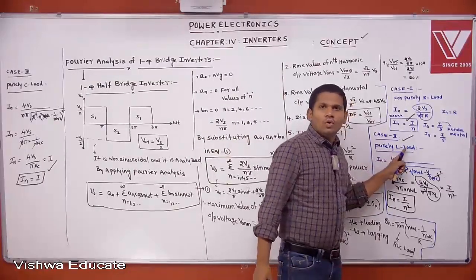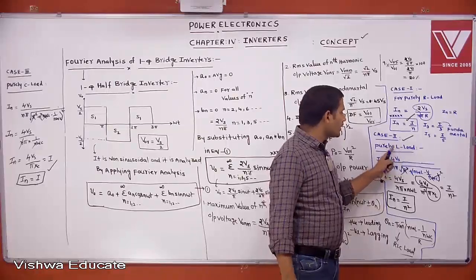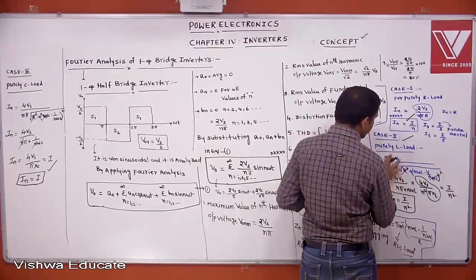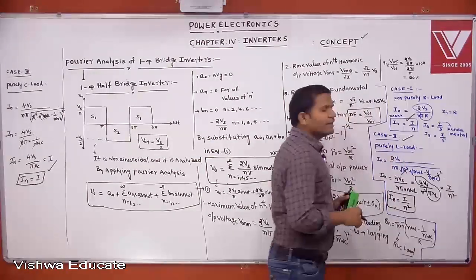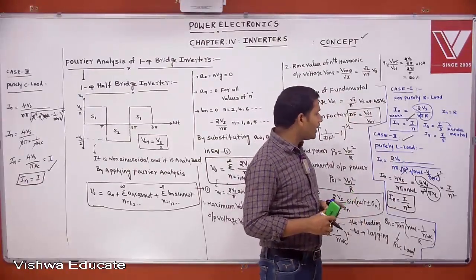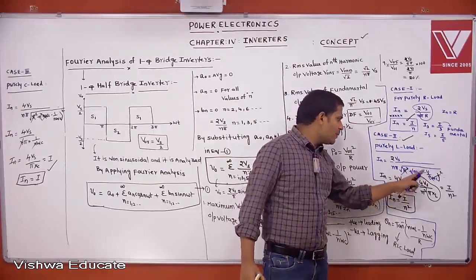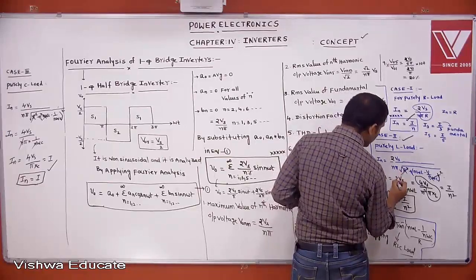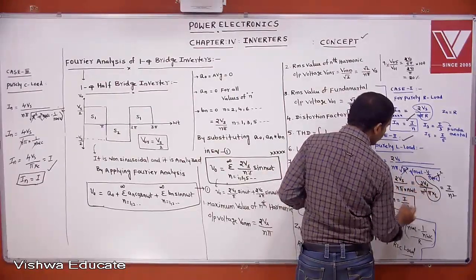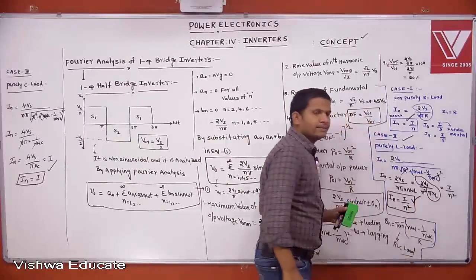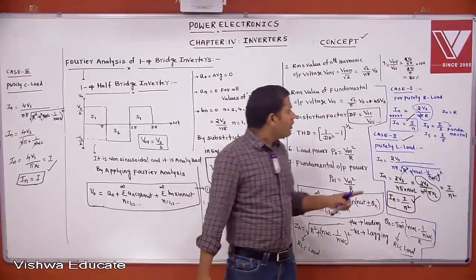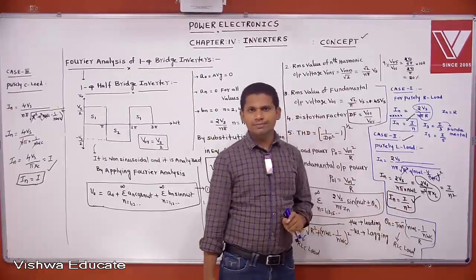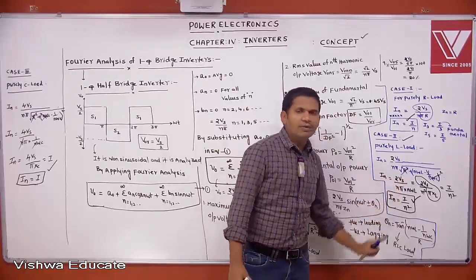Then for a purely L load, a purely inductive load, In equals, what can you substitute here? 2 Vs by n pi. What is Zn? Square root of R square plus n omega L minus 1, then resistor and capacitor are neglected. What can you get? Vs equals Vs by 2, so 2 Vs. This also is 2 Vs, and this formula is the same. That is, for a purely inductive load, we get the nth order harmonic current equal to I by n square. Replace Vs by Vs by 2.